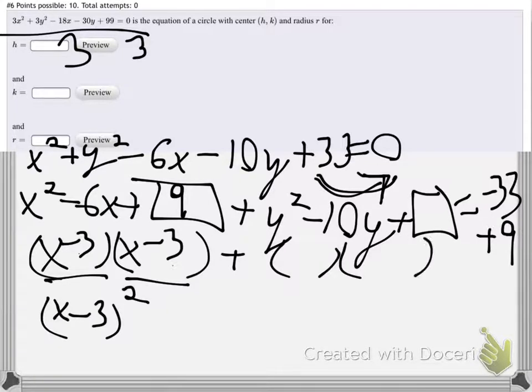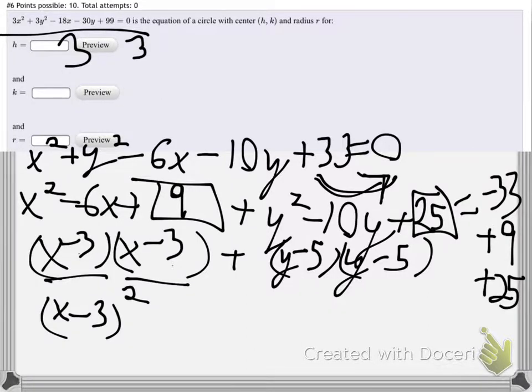Plus, let's look for some factors on this one. This is a 10 again, like we ran into before. What's 2 of the same number that adds up to 10? We're looking at minus 5 both times to add up to a negative 10. 5 times 5 is 25. Negatives will cancel, and then we'll have 25. Add that to both sides. In shorthand, that means y minus 5 squared.